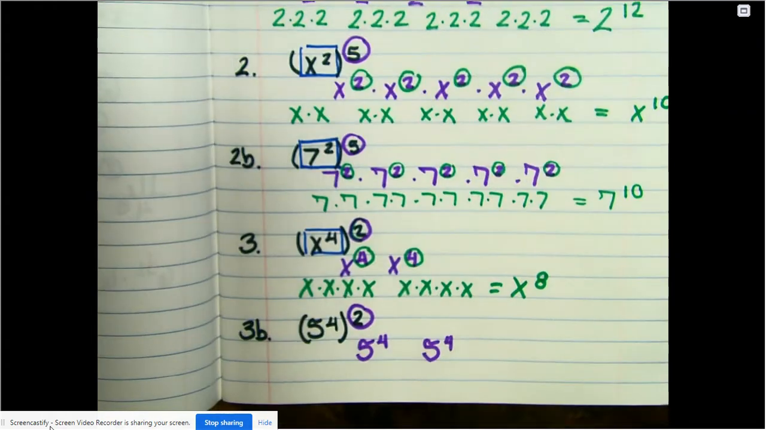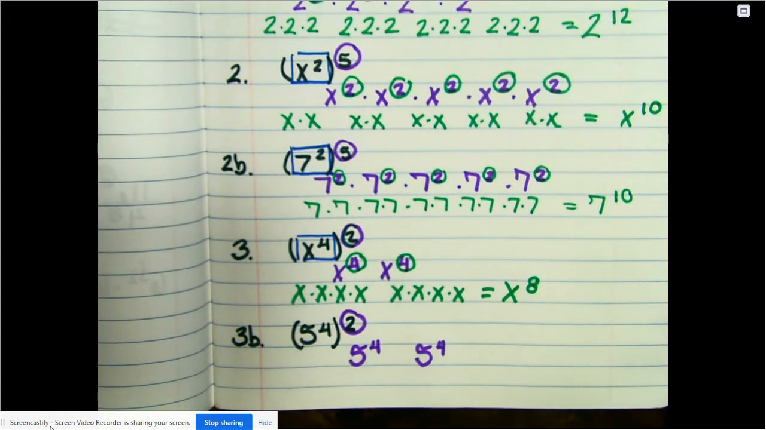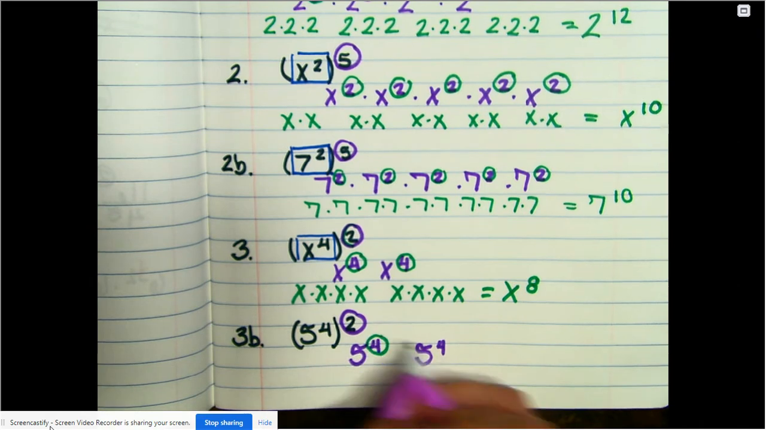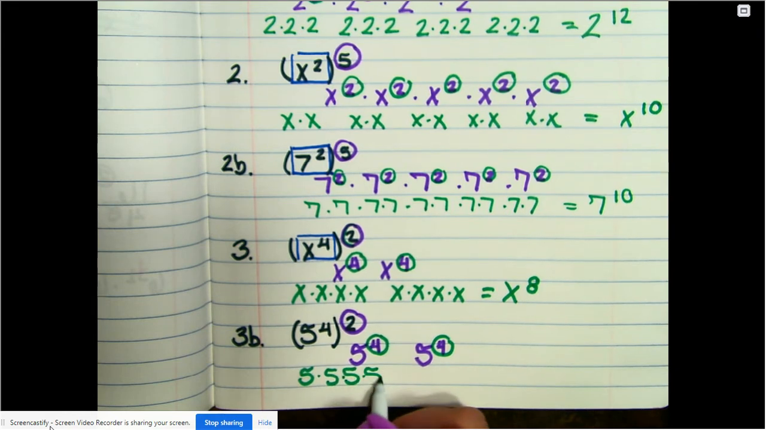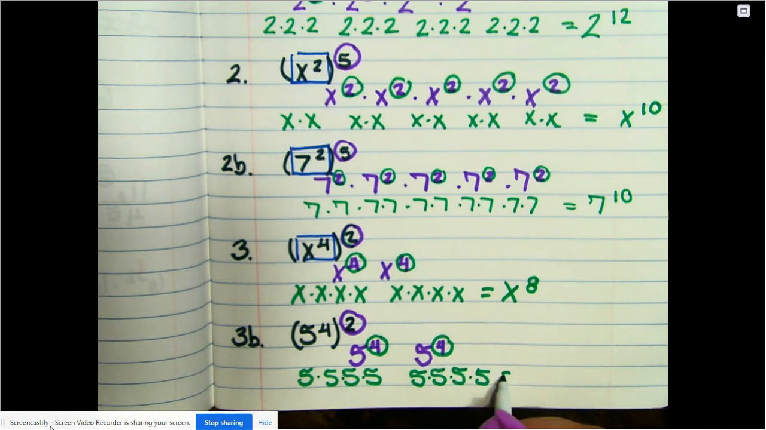And then, let me scoot this down just so that y'all can see. So then all that means is I'm going to write out 5 4 times twice. 5, 5, 2, 3, 4. 1, 2, 3, 4. And we get 5 to the 8th power.